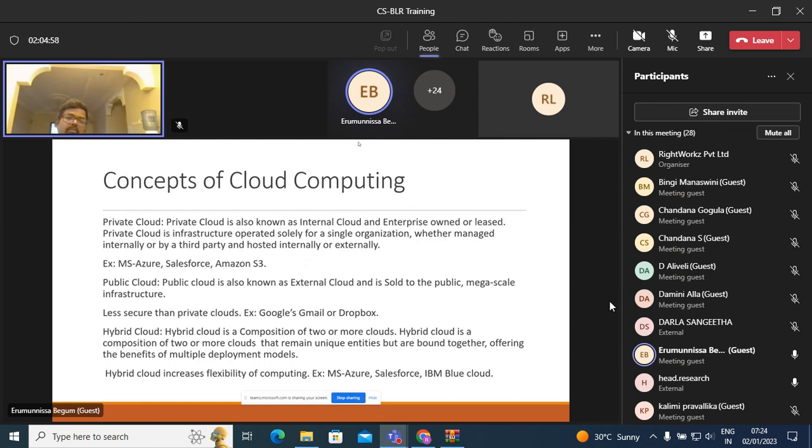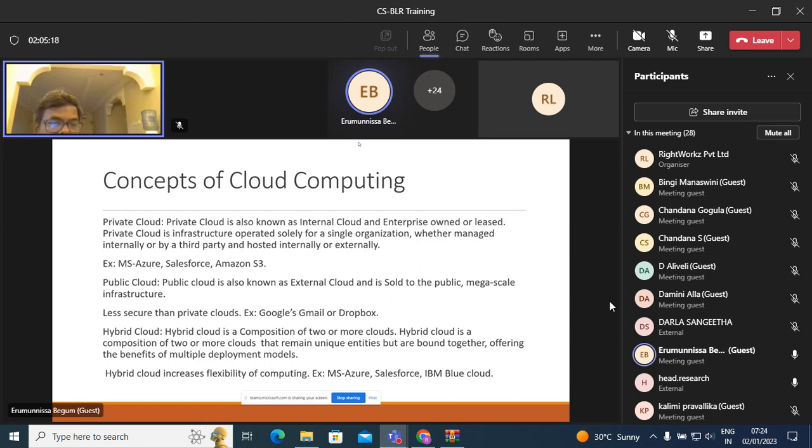Coming to public cloud. Public cloud is also known as external cloud, which is sold to the public. Here, the public can access it. There is no limitation where only so and so person can use it. Public cloud is used by the people. An example is Google's Gmail or Dropbox, where every person can use it.